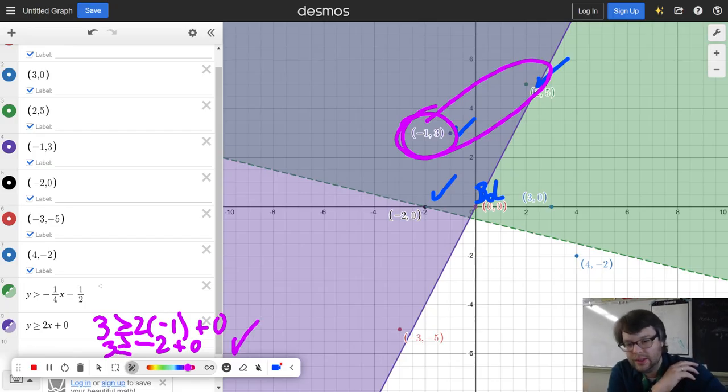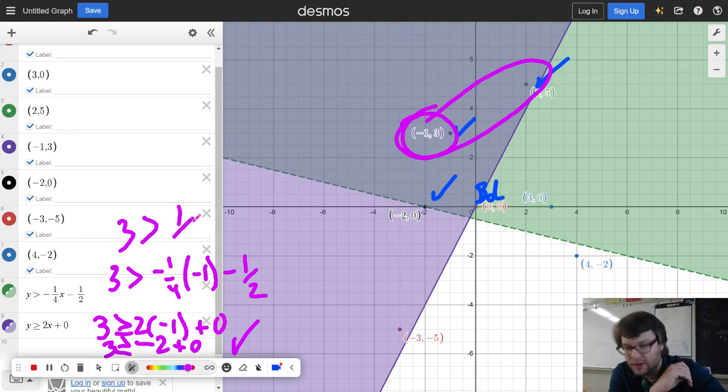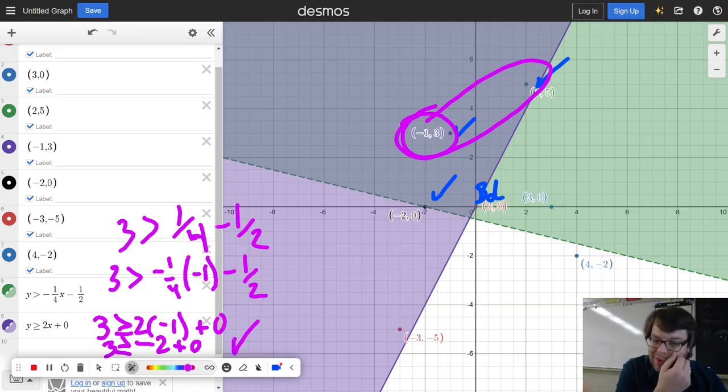The other inequality, the green inequality, is a little harder. You're asking yourself, is 3 bigger than -1/4 times -1 minus a half? All those fractions and negatives can be kind of hard. But I think that you can agree that 3 is bigger than 1/4 minus a half. Even if finding out 1/4 minus a half is a little hard, you know that the number 3 is bigger than that. So we know that's why it's a solution to both. That's why it's a solution to the system.